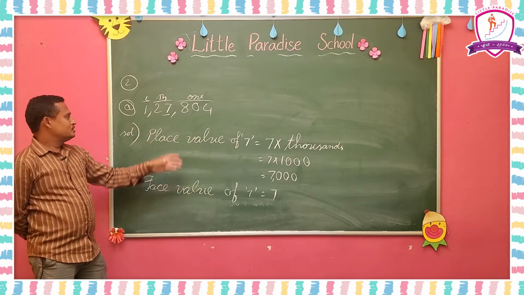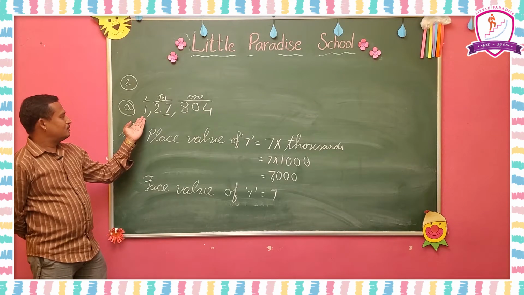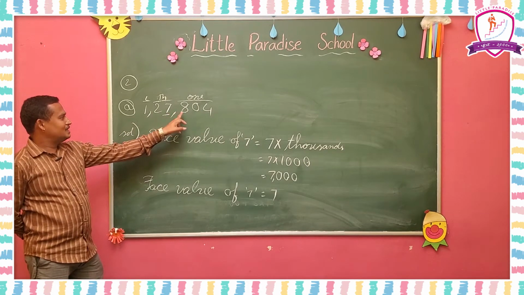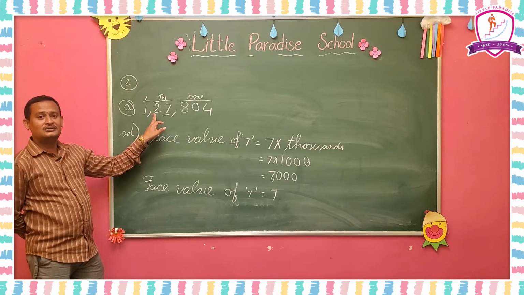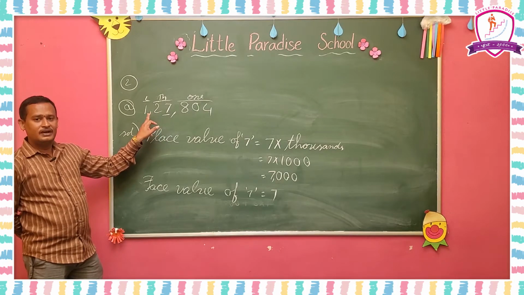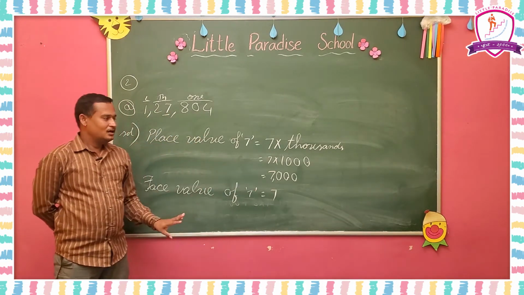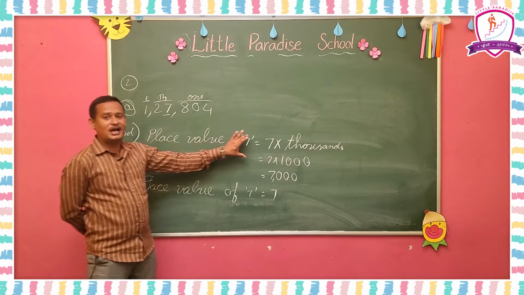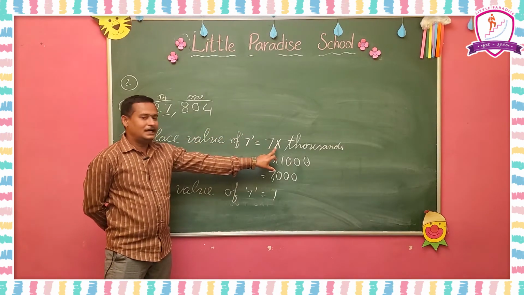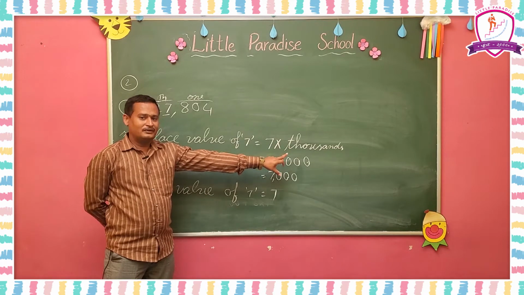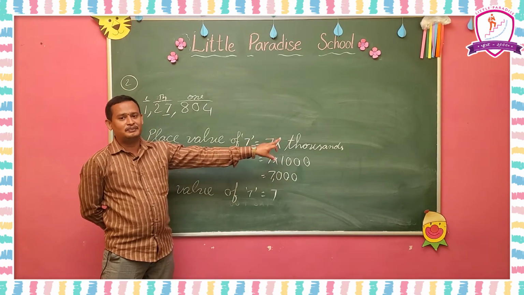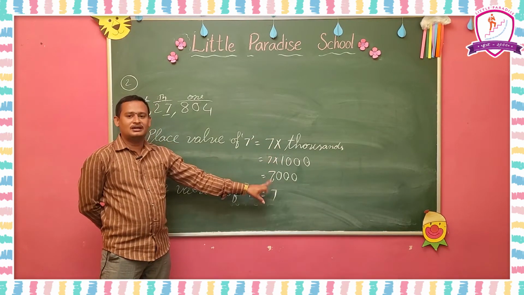Okay, so face value of 1 is 1 only. Here face value of 8 is 8 only. Here face value of 2 is 2 only. When you are writing the face value means the number itself only, we have to write that number again. Okay, when you are writing the place value means that digit into that place. You have to multiply the digit with the place, then you will get the place value of that number.